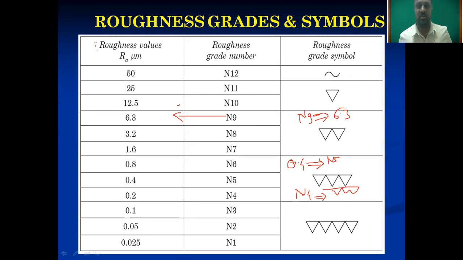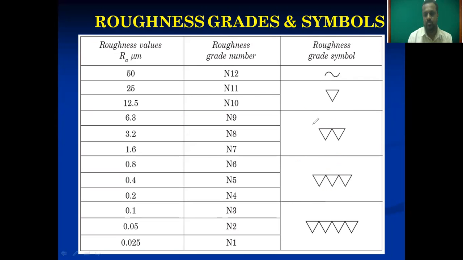So understood. Then what is its practical use? What is the practical application of the chart? Suppose we are having one component like this.